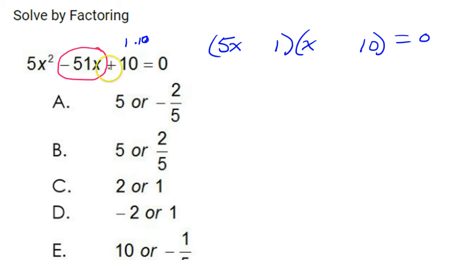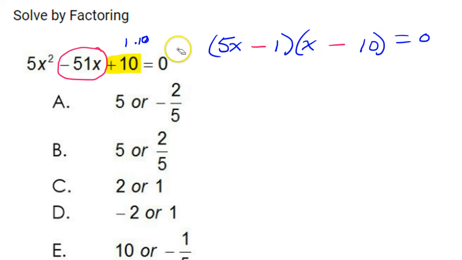Again, inner plus outer equals middle. Inner, 1x, outer, multiplying, gives us 50x. The middle is negative 51. We can make negative 51 out of this if both of these are negative. That would mean both of these would be negative. And then we have to check one last thing, the sign of the constant, positive 10. Well, a negative 1 times a negative 10 is a positive 10, so it checks out. And we are the big winners here.